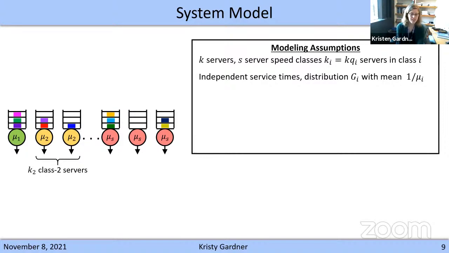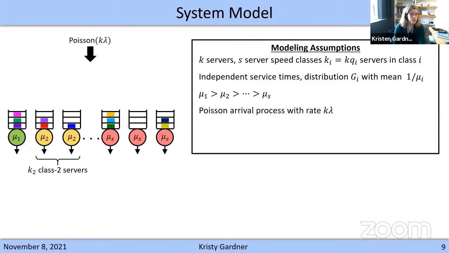And this distribution is going to have the same shape at all of the servers, meaning that we're following the distribution, just scaled differently at different servers depending on the mean. Our server classes are ordered so that class 1 is the fastest class of servers and class S is the slowest class. Jobs are going to arrive to the system as a Poisson process with rate K lambda. So our arrival rate is scaling linearly in proportion to the number of servers in the system.